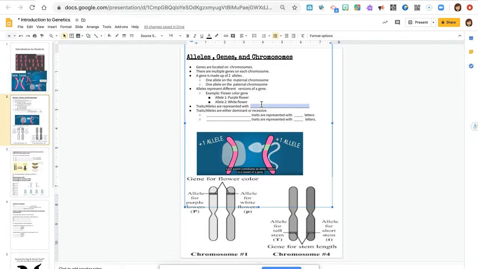Traits are represented with letters. Whenever you use letters that look the same in their different cases, just put a line over the top of the lowercase one so you don't get yourself confused. Traits and alleles are either dominant or recessive. Dominant traits are represented with capital letters, and recessive traits are represented with lowercase letters.